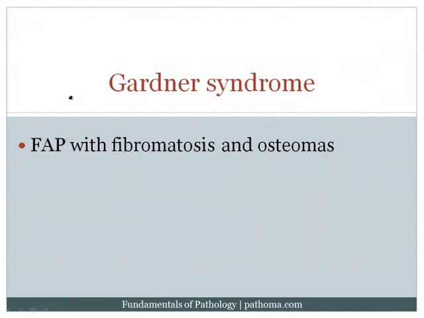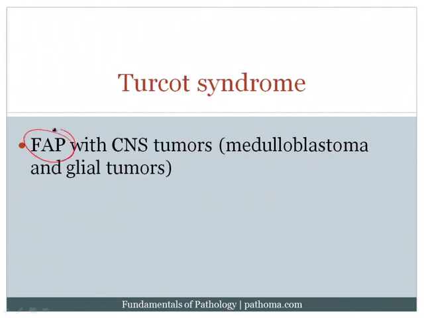Now, patients who have familial adenomatous polyposis can sometimes have some associations with it, and that would change the name of the disorder. For example, if the patient has familial adenomatous polyposis and also has fibromatosis and osteomas, then that would be called Gardner syndrome. Fibromatosis is a non-neoplastic proliferation of fibroblasts, usually arises in the retroperitoneum, and it's locally destructive. And an osteoma is a benign tumor of bone, usually arises in the skull. So the presence of FAP with fibromatosis and osteomas is called Gardner syndrome. Turcot syndrome is where you have FAP with CNS tumors, in particular medulloblastoma and glial tumors.